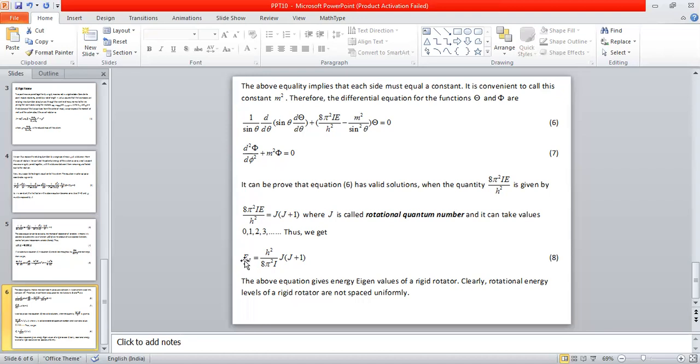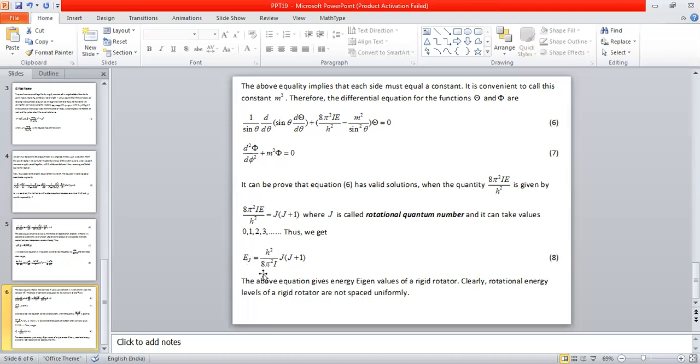So therefore, instead of simply writing E, we are writing it as EJ. So EJ, the energy of the rigid rotator, which depends upon the rotational quantum number state, is given by h squared divided by 8 pi squared I into J into J plus 1. This is what we call equation 8, and equation 8 represents the energy eigenvalues of the rigid rotator.